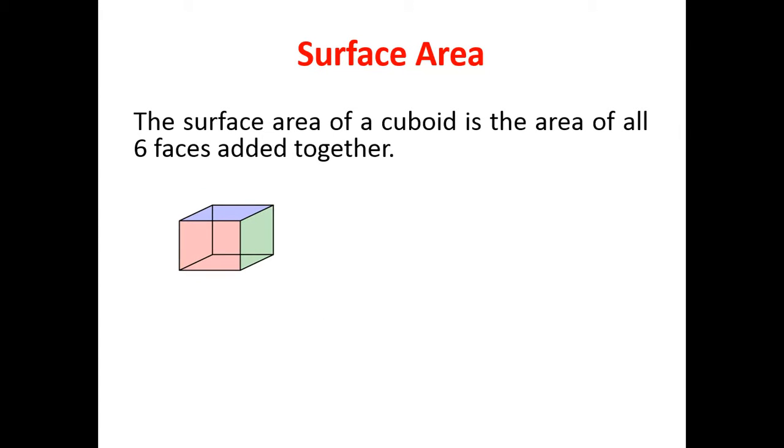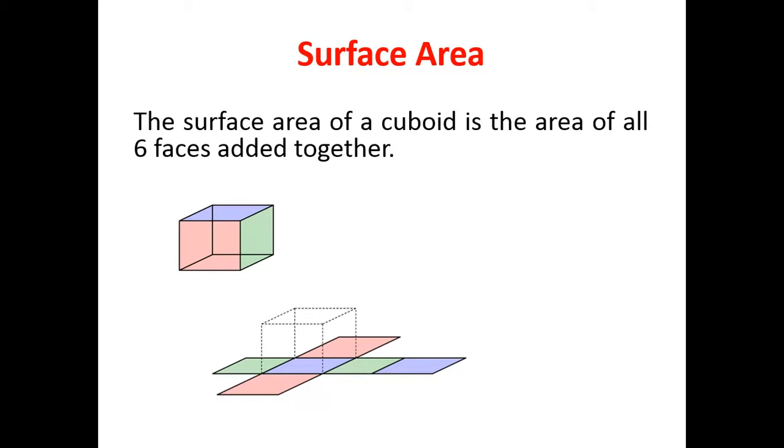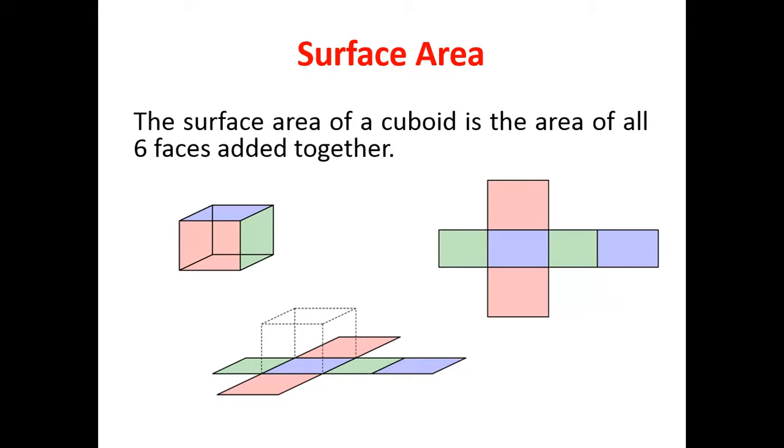The surface area of a cuboid is exactly the same as a cube. It's the area of all six sides or faces added together. So again, if we unfolded this cuboid and got this two-dimensional net, we have six rectangles that make up the cuboid. If we added up the total area of all the six rectangles, that would give us the surface area of the cuboid.